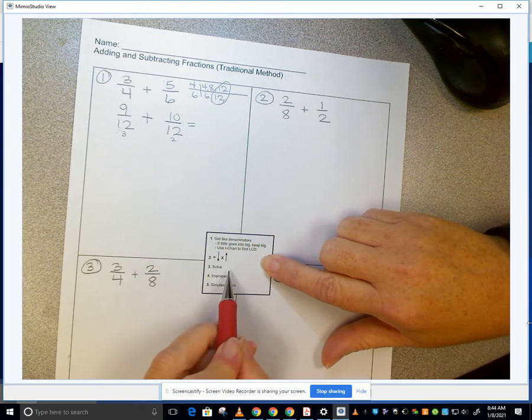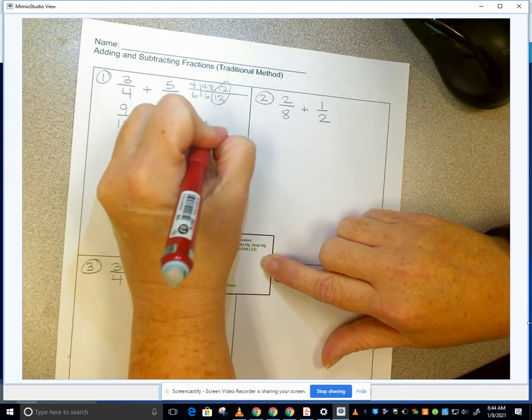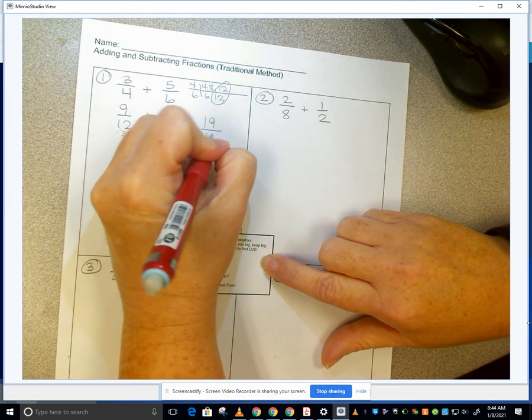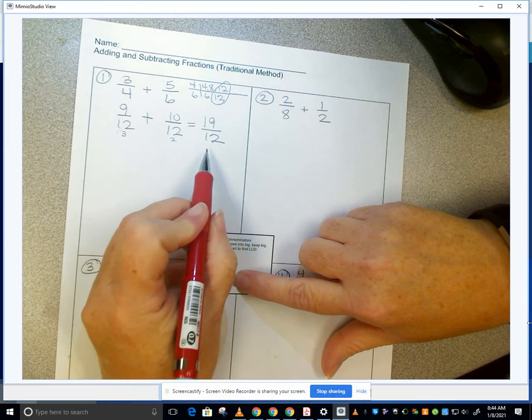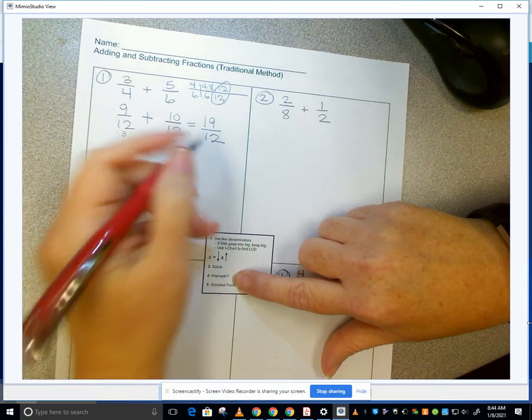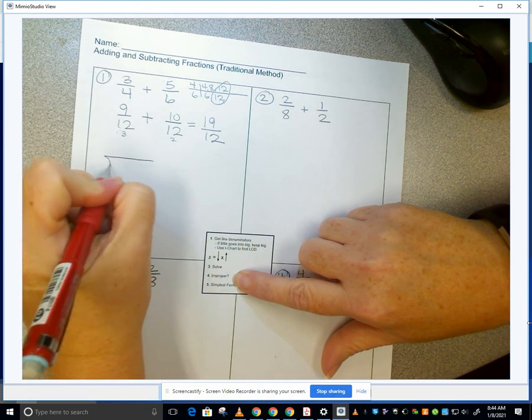Third step says solve. So that's 19/12. Now look at number 4. It's asking me, is that improper? Is it? Yes, it is. So I have to fix that.